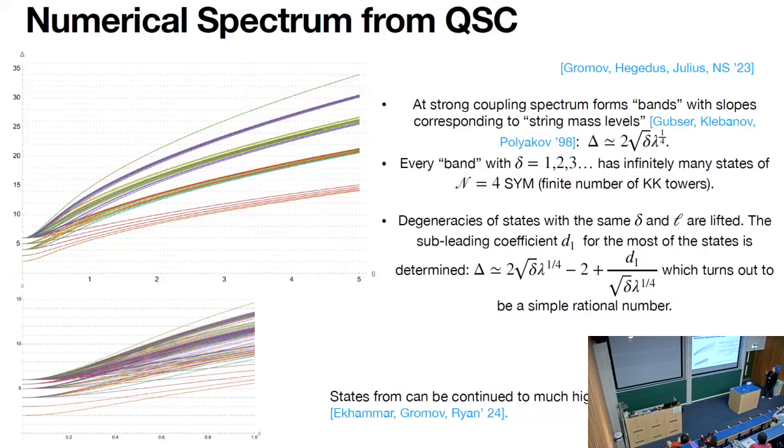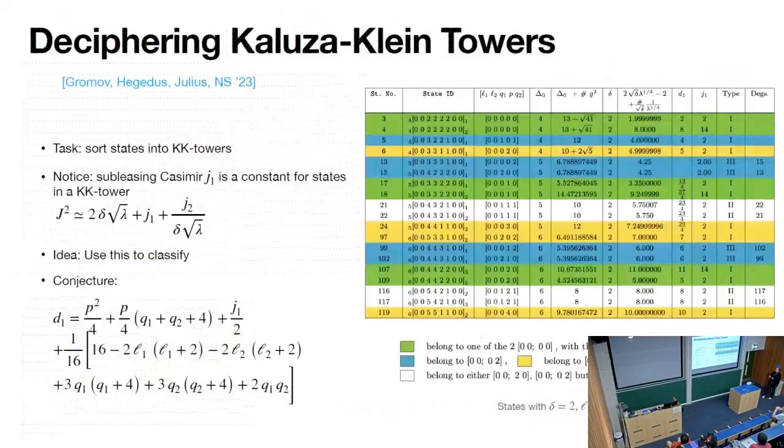So there is no distinguishing. And then the next term is some coefficient which we fit as a rational number, and this rational number distinguishes the states for us. And okay, we would like to make some kind of matching of the KK towers which are expected in our data.